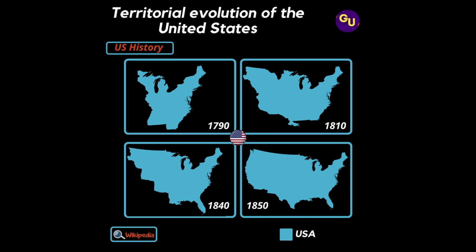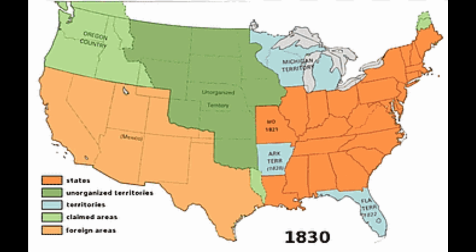1845 led directly to the Mexican-American War, after which the victorious United States obtained the northern half of Mexico's territory, including what was quickly made the state of California.